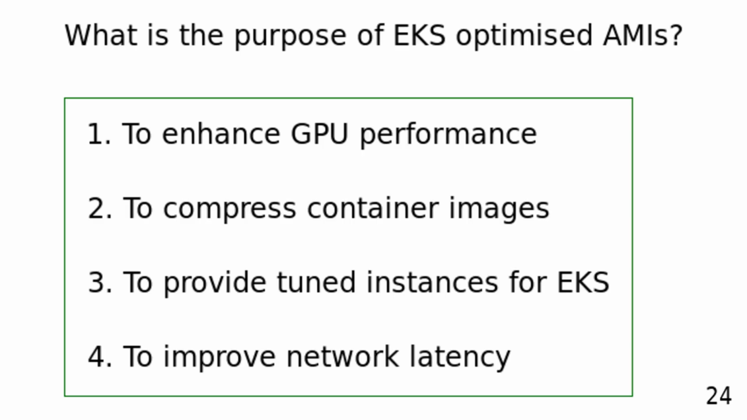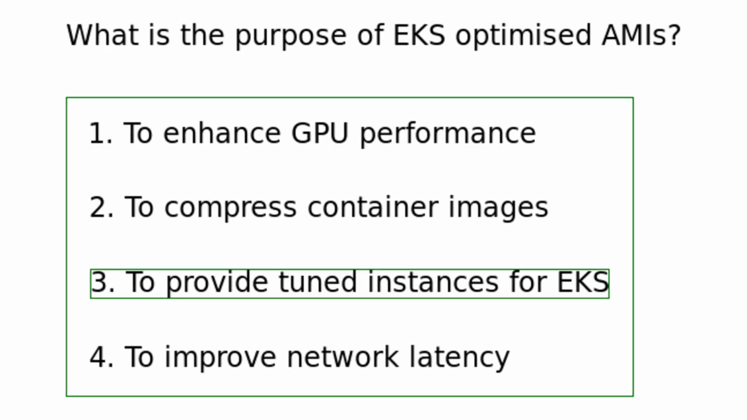What is the purpose of EKS optimized AMIs? To enhance GPU performance. To compress container images. To provide tuned instances for EKS. To improve network latency. EKS optimized AMIs are pre-configured Amazon machine images designed for optimal performance with EKS.